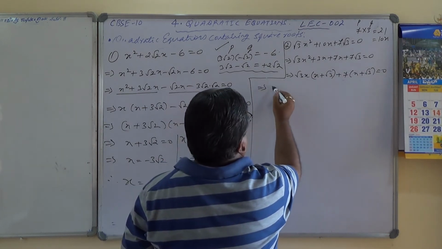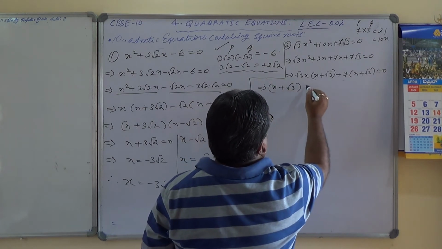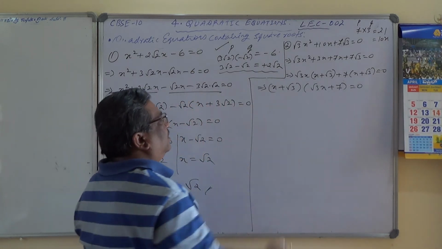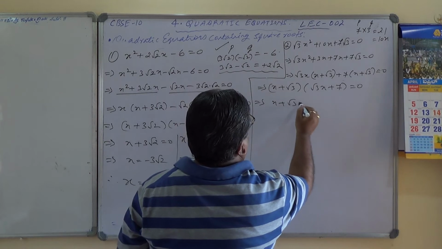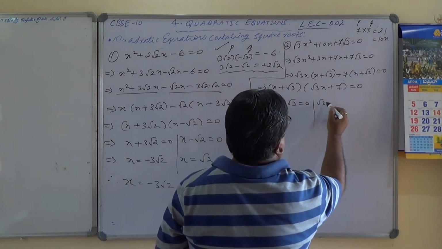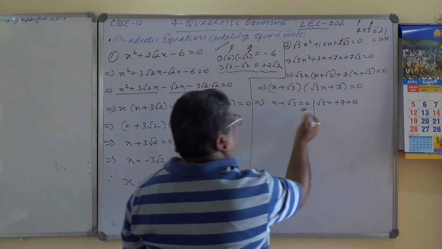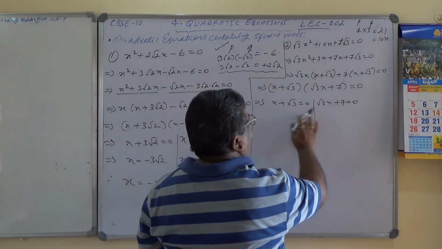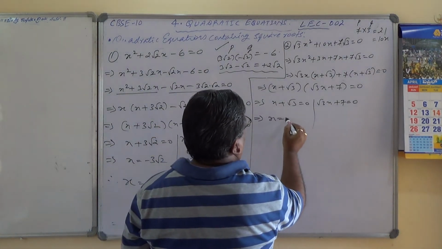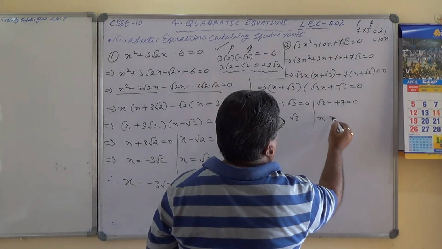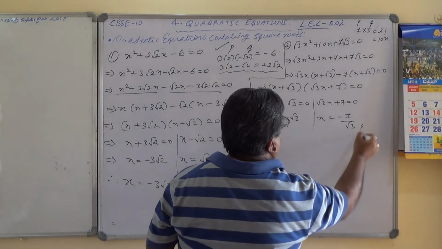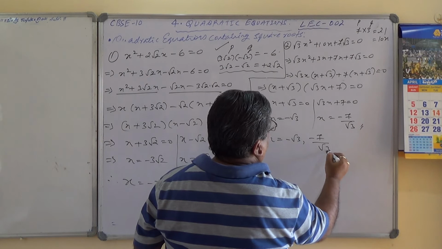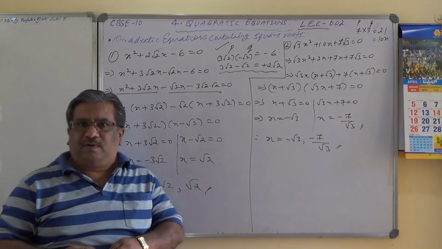This implies, I hope you are able to understand. The way we write these equations over here is called the zero product law. Actually speaking, this is called the zero product law. And therefore the values of x are minus root 3 comma minus 7 by root 3. Please note it down.